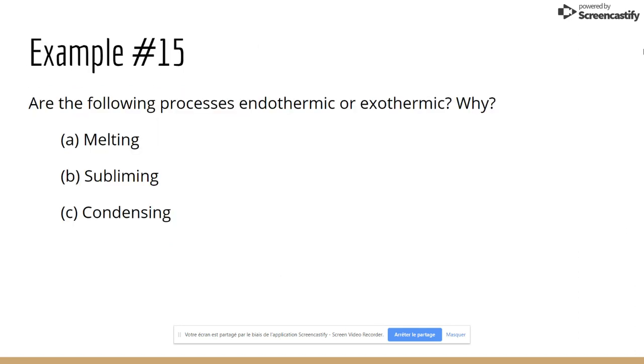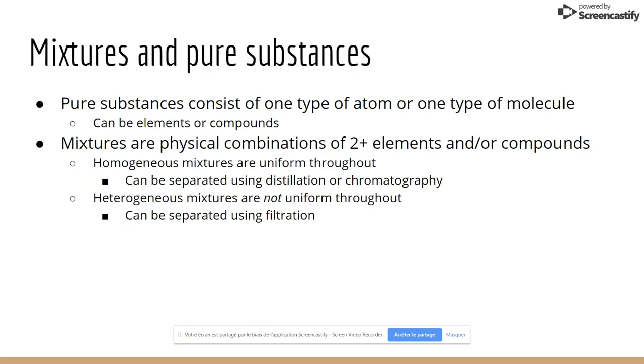I'm going to wait about 10 seconds and then say the answer out loud. Melting is endothermic. You have to add heat to make that happen. Subliming is also endothermic because you have to add heat to make that happen, whereas condensing is exothermic. This releases heat. Pause here.